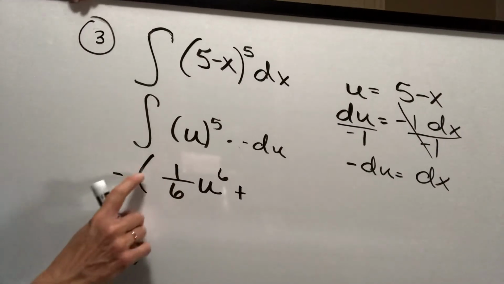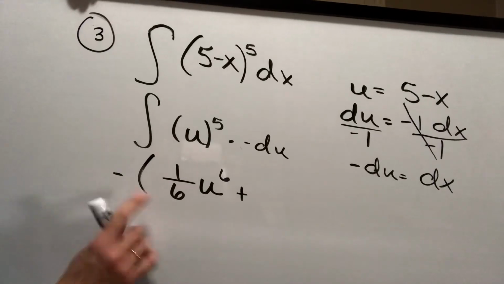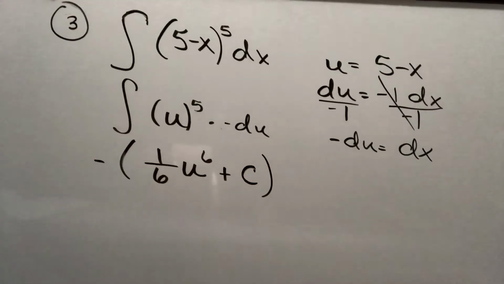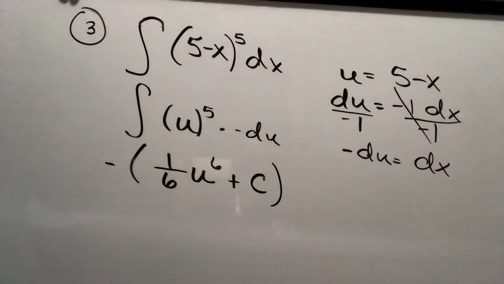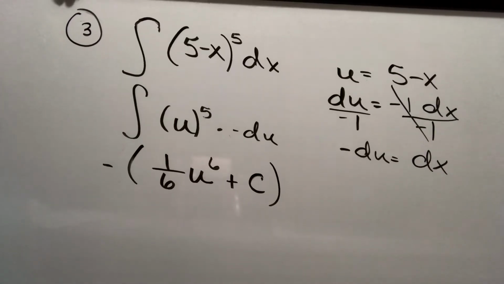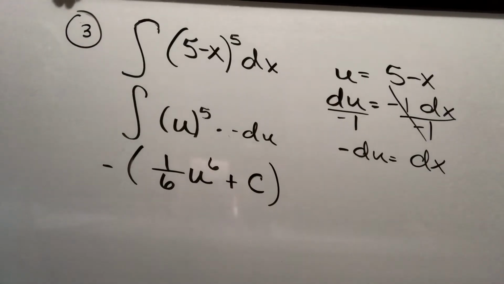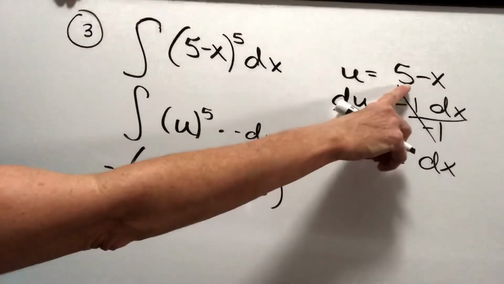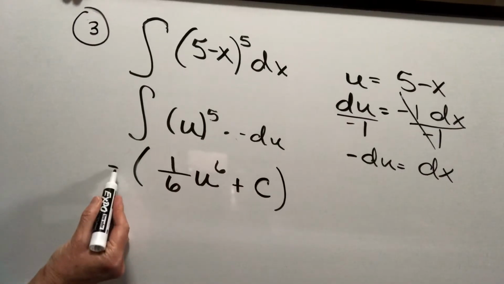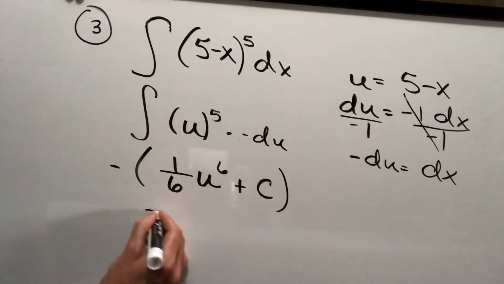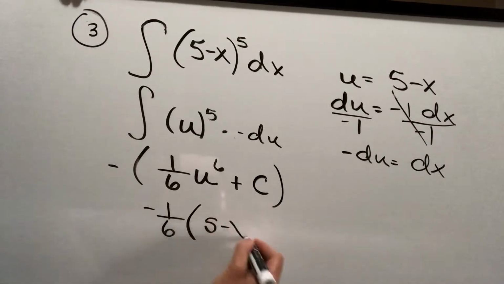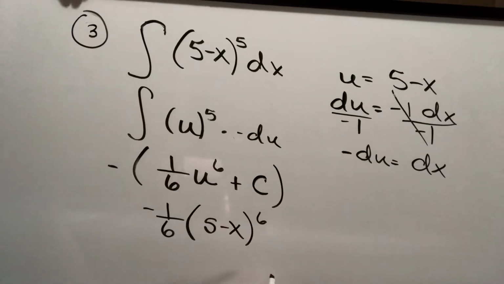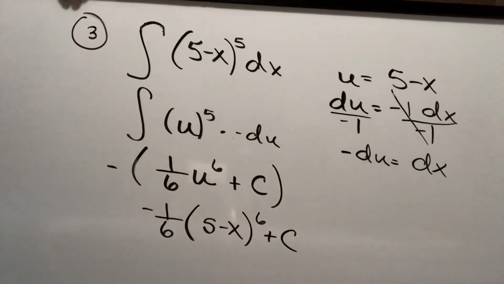When I do the integral, I don't want the integral symbol there anymore, so I'm going to put the negative outside of parentheses. So it's like that. Negative, and then 1/6 u to the 6 plus c. Okay, so in your last step, you will go and plug in what you originally had for u. So remember, u was actually 5 minus x. So now the negative sign, you can put it with the 1/6. So you can say it's negative 1/6. In place of u, put in 5 minus x, raised to the 6th power, and then plus c.